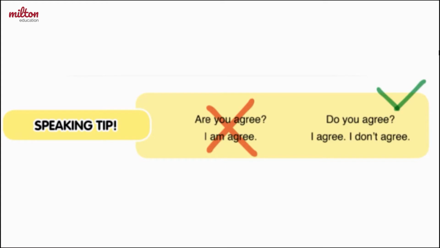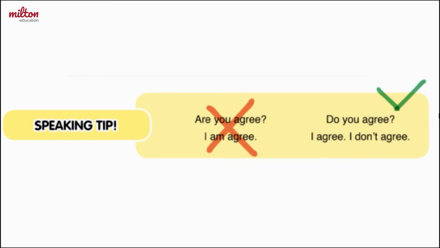Here's a tip for when you talk to your partners. If we want to know if someone thinks the same thing that we do, we can ask, "Do you agree?" If the person thinks the same, they can say, "I agree." If they don't think the same, or they think something different, they say, "I don't agree."